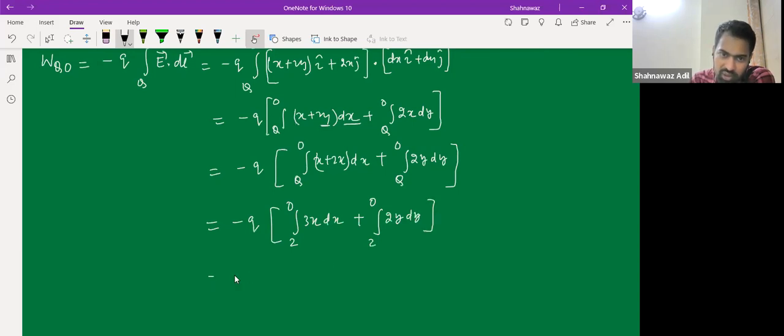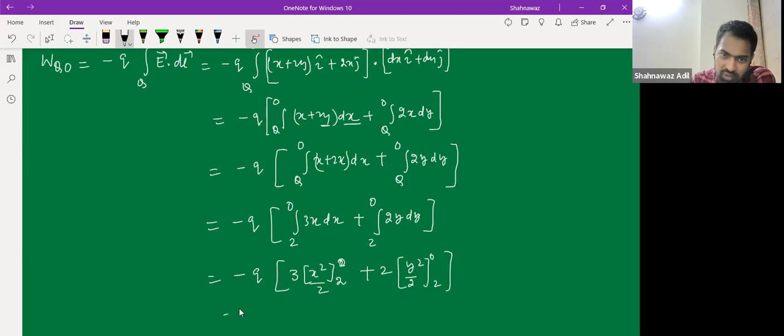So this is minus q. The 3 is taken outside. This is x square by 2, right? From 0 to 2. And this is 2 outside, y square by 2, from 0 to 2.